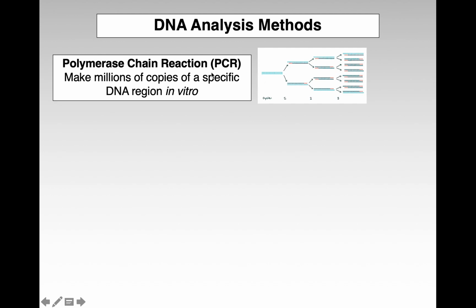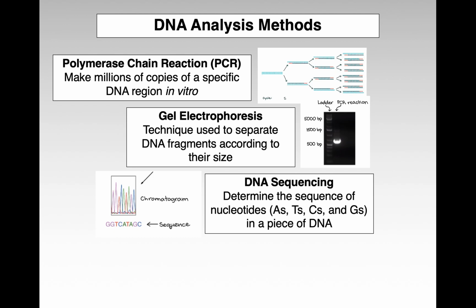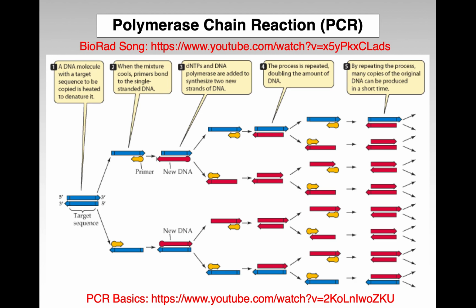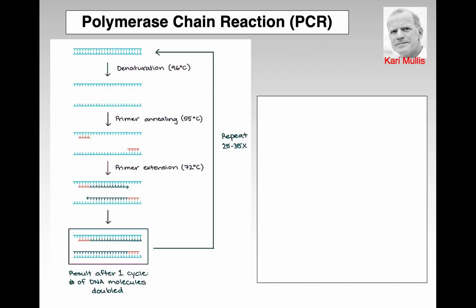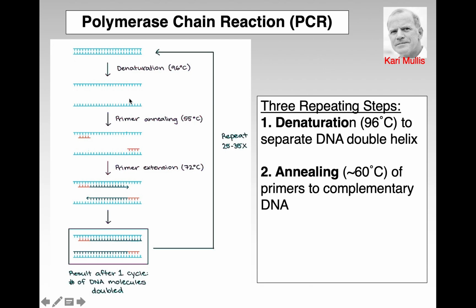So a couple other methods that you have to know about: DNA polymerase chain reaction, gel electrophoresis, DNA sequencing, and nucleic acid hybridization. So polymerase chain reaction, here are the three major steps. We have denaturation, which separates the two DNA strands. That's at almost boiling. We have annealing, where primers are added. Remember, the primers are dependent on what piece of DNA we want to make many, many, many copies of.